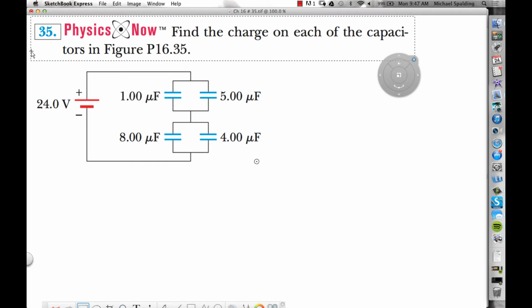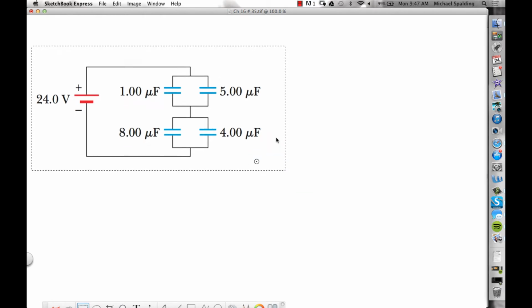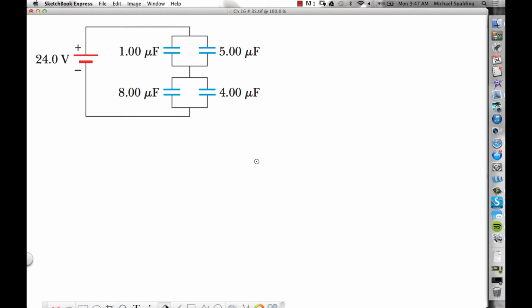So what the question said is to find the charge on each of these four capacitors. So I'm going to scoot this up to the top here. Now, to figure this out, you got to draw simplified pictures. So what I'm going to do first is simplify these two and these two. These two, the 1 and the 5, are in parallel because the circuit branches right there. And then the 8 and the 4 are in parallel because the circuit branches.